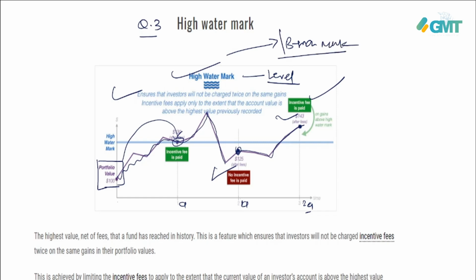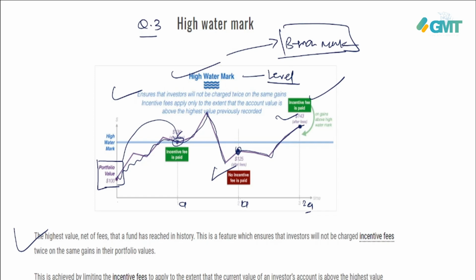It will be set by the fund managers, and it is like a mutual agreement between the investor and the fund manager. So they will decide, they will set it, and accordingly if they achieve it, then the investor will pay the incentive to the fund managers. Simple. Okay, the highest net value, net of fees, that a fund has reached in history.